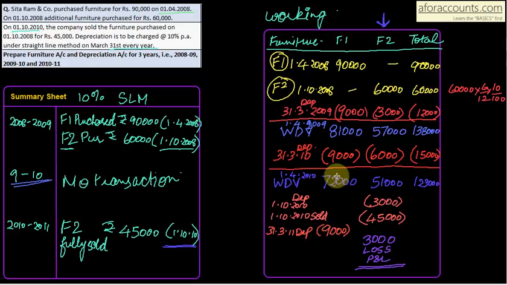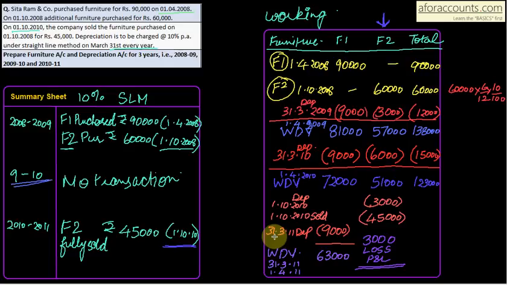Okay. So 72,000 minus 9,000 comes up to 63,000, and 63,000 is what? 63,000 is your WDV as on 31/3/2011, and this will be same for 1/4/2011. So this is all to do with our working. Now you need not see the question, just see the working and plot the same in your furniture account.